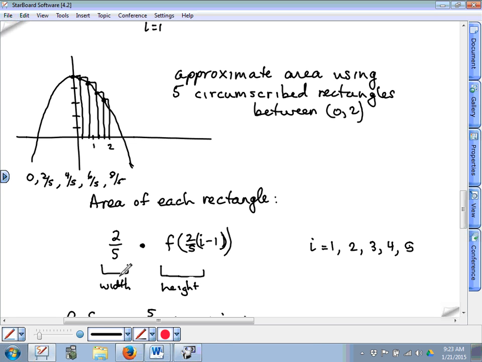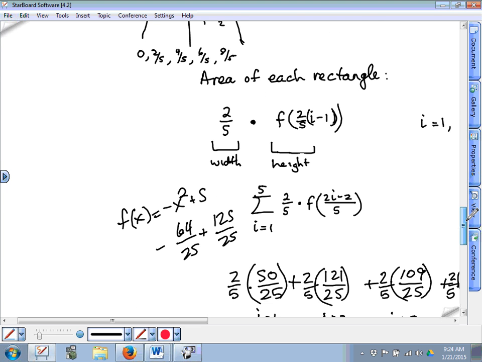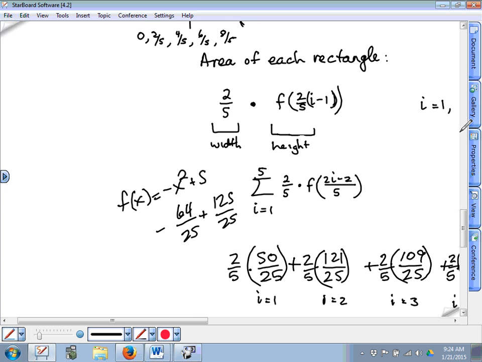Okay. The width of each rectangle is 2/5. The entire length of the interval was from 0 to 2, but since we're breaking it up into 5 equal intervals, each width was 2/5. Remember that? Is this ringing a bell now? The actual height of each of these rectangles, since the left side of each rectangle is on the function, it's a function value. That's why we have f of this. The function itself was somewhere around here. Oh, here it is. Negative x squared plus 5. That was the actual function.